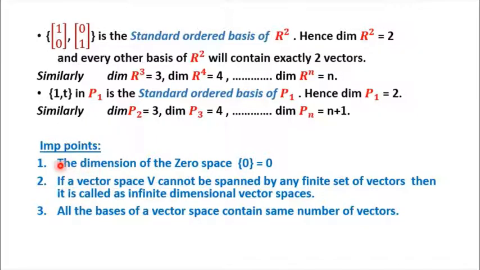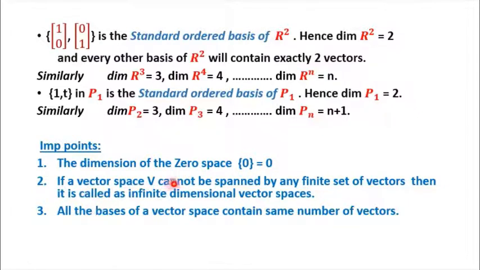Now some more important points. Let us go through this. First point, the dimension of the zero space. What is a zero space? It has only a zero vector. If it has only a zero vector, how many vectors will be in the basis? In the basis there won't be any vectors, because the zero vector is not considered for a basis. That's why the dimension of the zero space is 0.